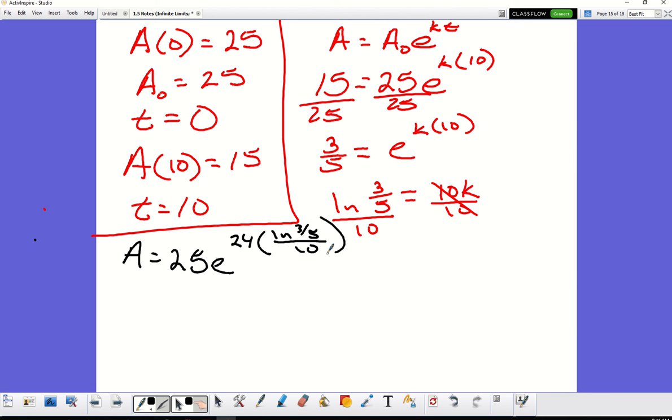So that's how much salt it's going to ask for. So now this is the point that you would plug it into the calculator.